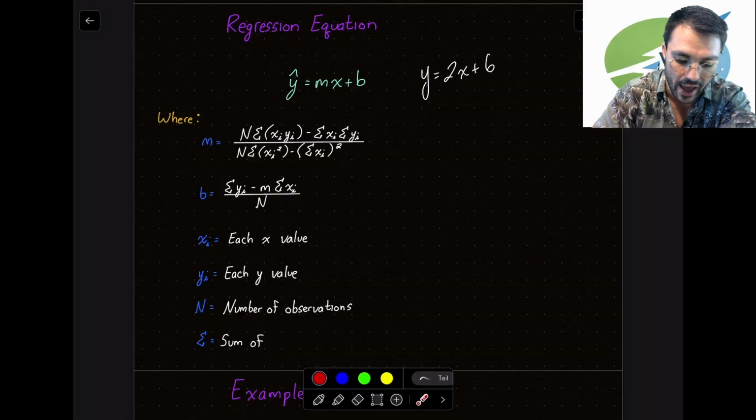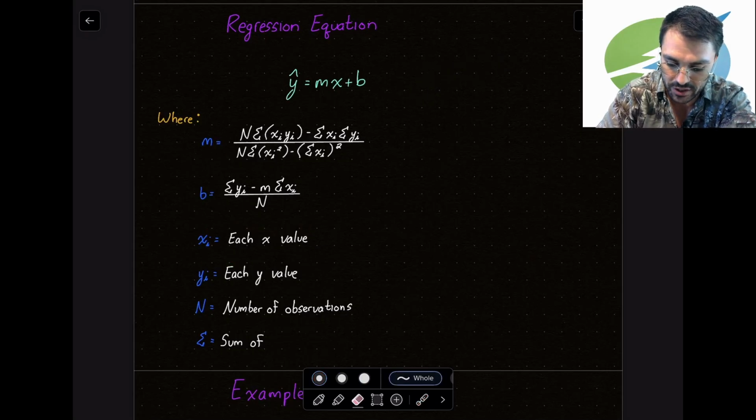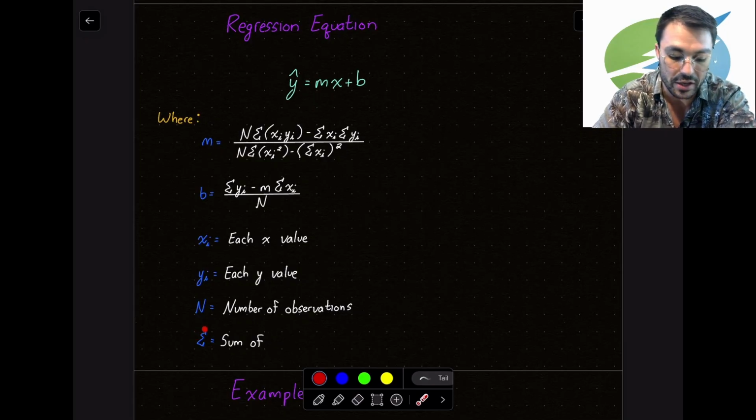I note here, x sub i is each x value given to us, and y sub i is each y value given to us. n is the number of observations, and capital sigma, the symbol we use for summation, means sum of, which means we just add all of it together. All right.